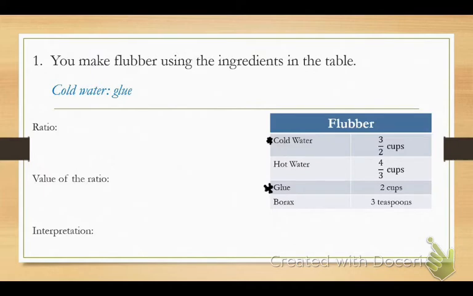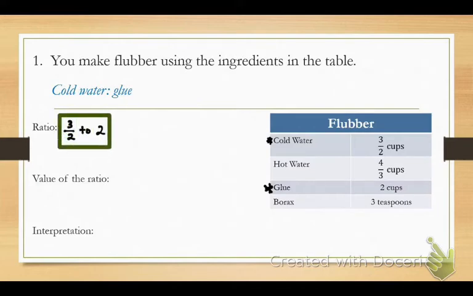Remember, a ratio is comparing the two. How much cold water does it say that I need, class? 3/2. Everybody write 3/2. And the first way that I told you that you could write it is with the word to. And how much glue did we have? 2 cups. 3/2 to 2. That is one way that you could write a ratio.